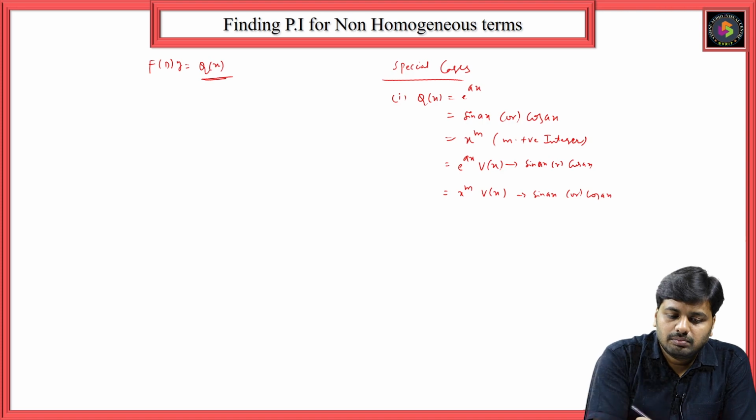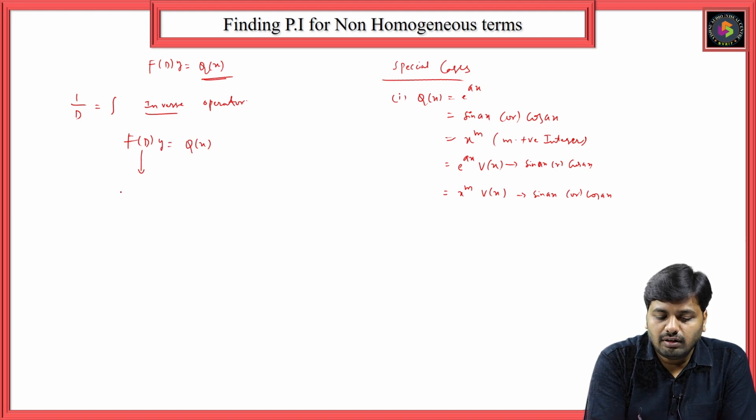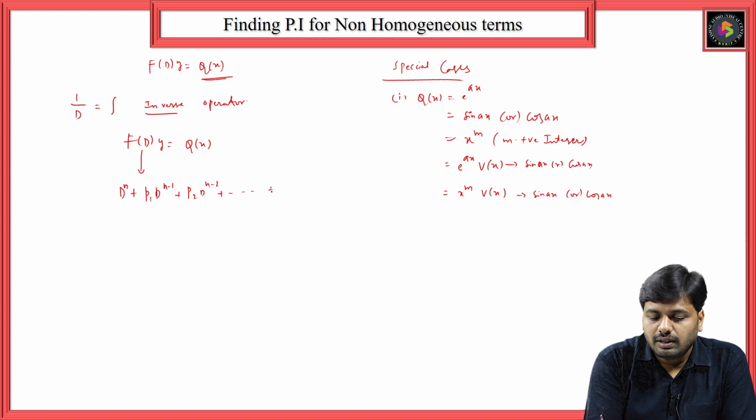Before going to the generalized method, we write what the operator 1 by D is. It is called integration. It is an inverse operator. Based on this operator, we will solve some problems. Here I write f of D of y equal to Q of x. Now I rewrite f of D as D power n plus p1 into D power n minus 1 plus p2 into D power n minus 2, and so on, plus pn.